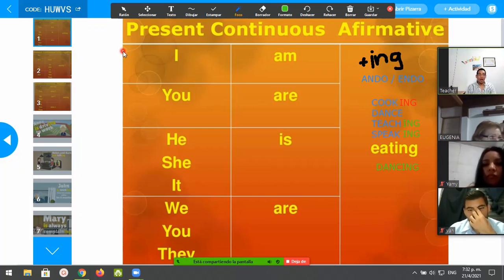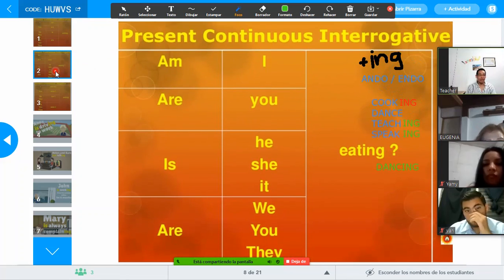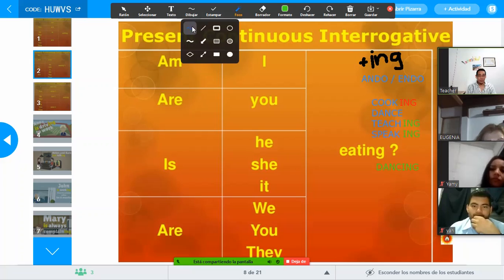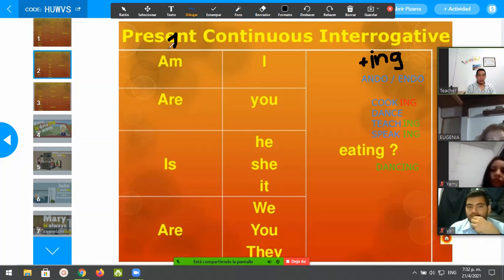Okay? What happens when we are talking about the interrogative form? Well, for the interrogative form, we have to put, in the first place, the verb to be. So number one, we put here the verb to be. Number two, we put the subject. And number three, you put the verb in the ing. For example, you can say, am I cooking? Am I eating? Am I dancing? Well, we're going to erase this, right? And we say dancing, which is this. This is the correct one, okay? So you say, am I dancing?